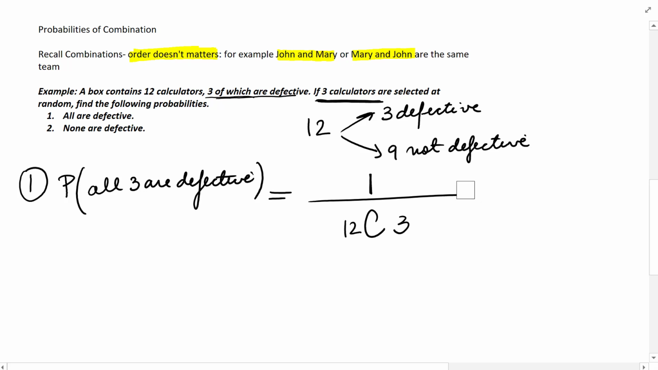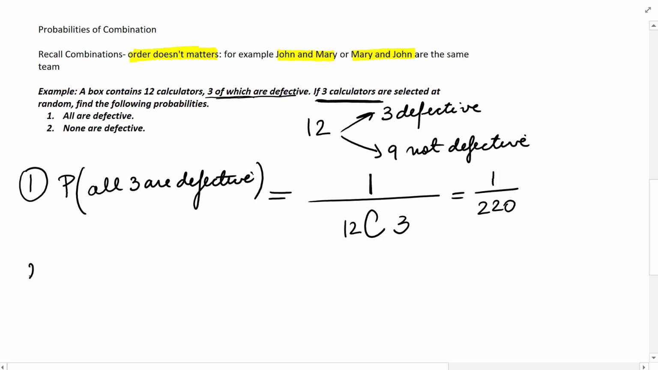So if you use the calculator I showed you in one of the previous videos, we get 1 over 12 combination of 3, that equals 220. We leave the answer as a fraction. We cannot simplify it anymore.